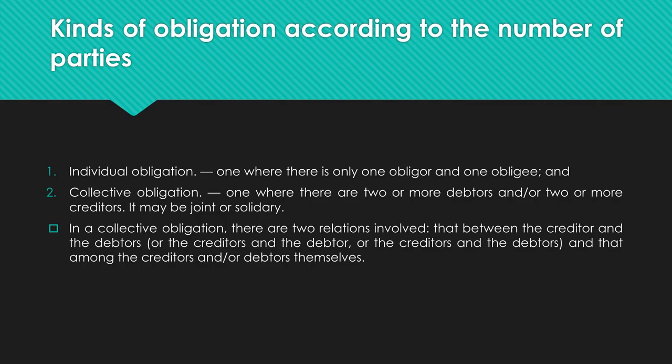In a collective obligation, there are two relations involved: that between the creditors and the debtors, and that among the creditors and or debtors themselves.